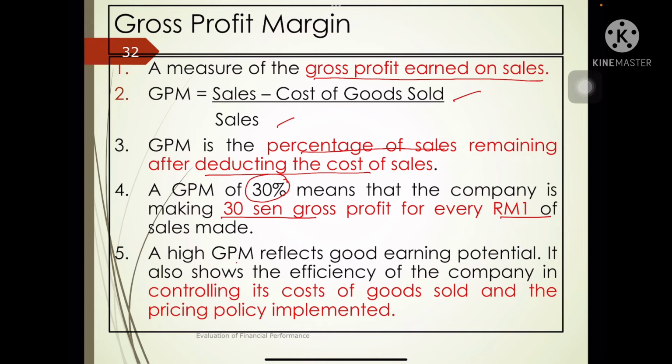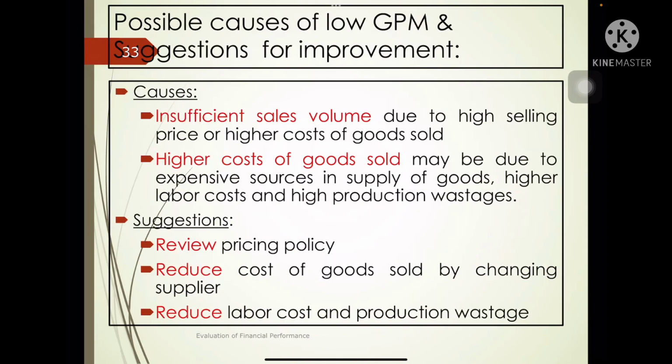A high gross profit reflects good earning potential. It also shows the efficiency of the company in controlling its costs, cost of goods sold, and the pricing policy implemented. So we would like to see how they are actually making profit for this one. Alright, possible causes of low gross profit margin and suggestions for improvement.